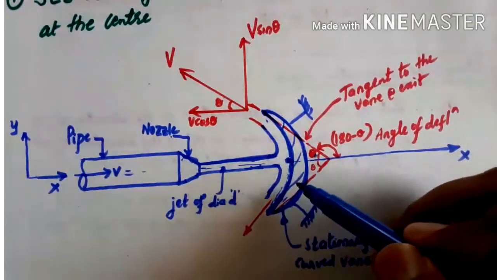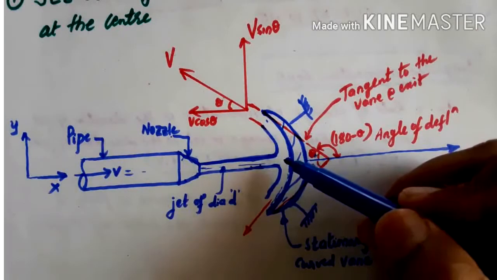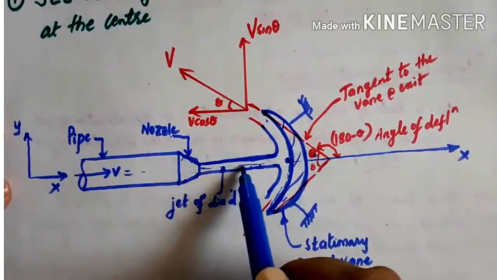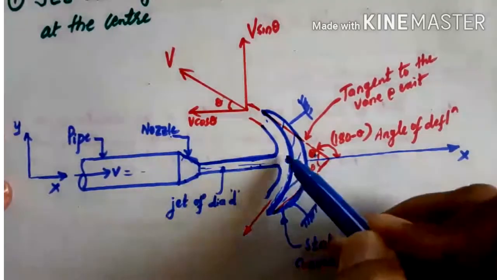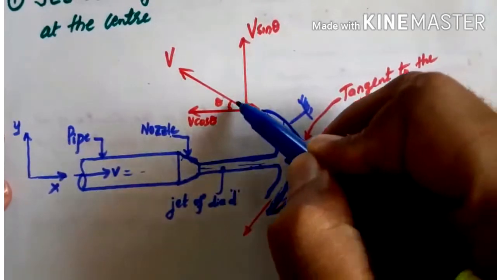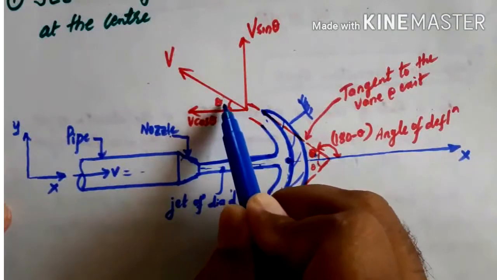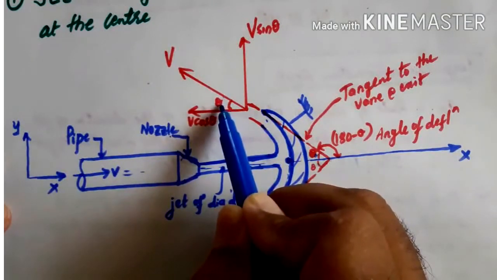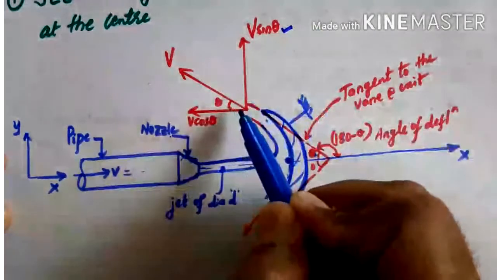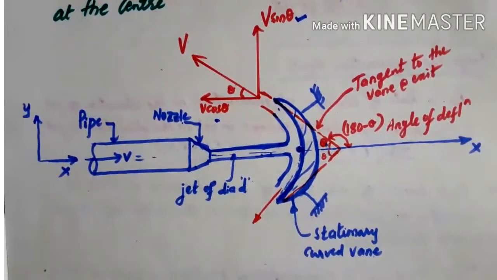The liquid jet, after striking the vane, glides over the surface of the vane and comes out with the same velocity v. It comes in with velocity v, strikes at the center, glides over the surface and comes out with velocity v, making an angle of theta. Then we have to resolve this velocity. One component we get as v sin theta and another as v cos theta. Okay, now let us solve this one.